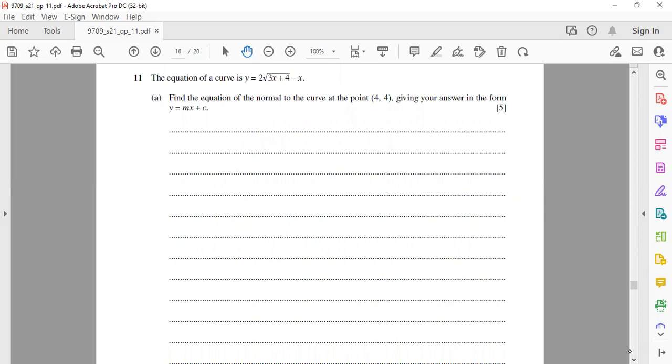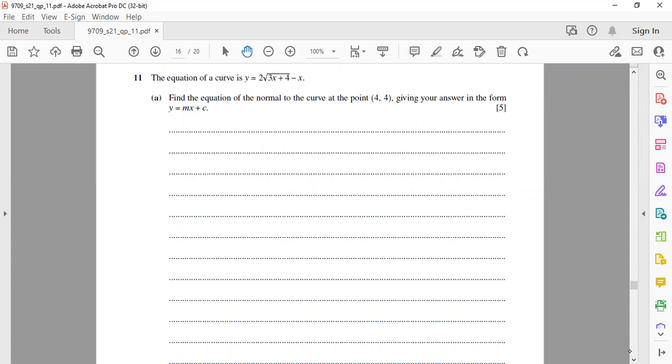Okay, so now let's move on to the last question, which is question number 11. The equation of a curve is y is equal to 2 square root of 3x plus 4 minus x. First part, find the equation of the normal to the curve at the point 4, 4, giving your answer in the form y is equal to mx plus c. So in the form of a line.